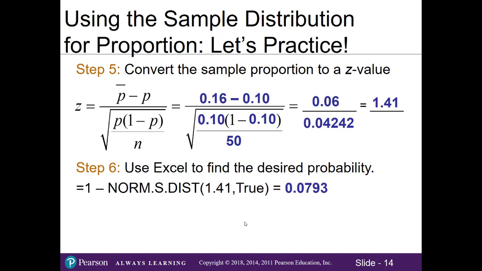And then in step 6, we can use Excel to find the desired probability. So here, because we're interested in finding a greater than statement, I'm going to use this formula here of 1 minus norm.s.dist, plug in our z-value, type true, and you'll get 0.0793. Let me go ahead and show that in Excel as well.